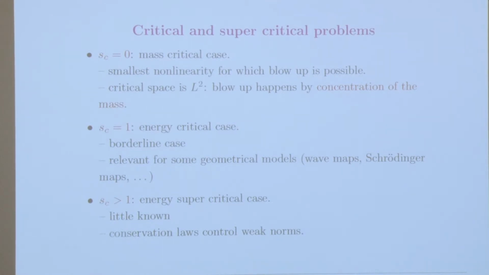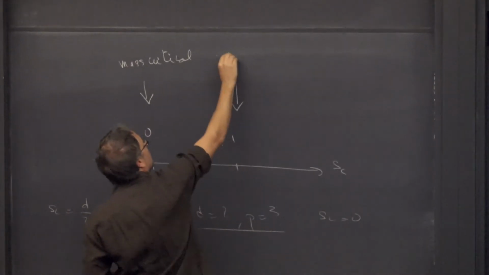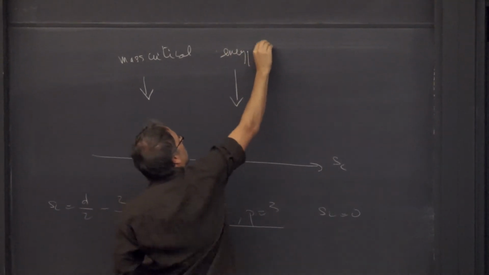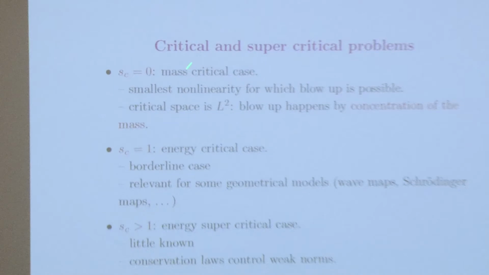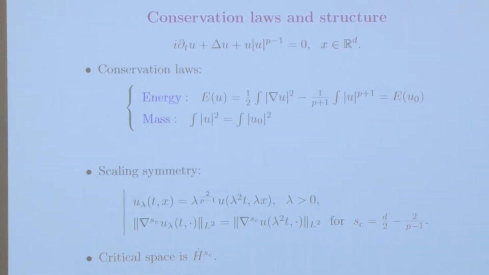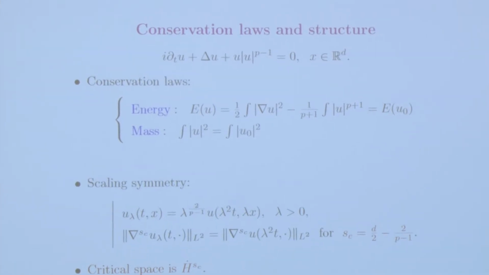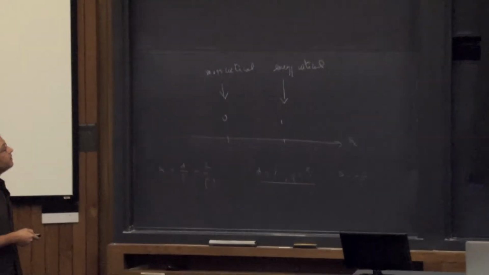There are the so-called critical problems. The critical problems are s_c equals 0. So this is mass critical, and this is energy critical. Right, so why is this problem critical? The fact that it's critical just refers to the fact that there is something very funny happening for these two values. So if you fix the dimension, say d equals 3, then for these two values of p, you have something very funny going on.